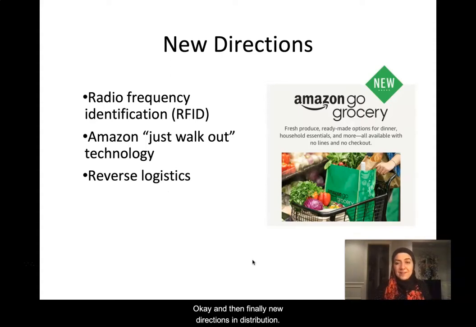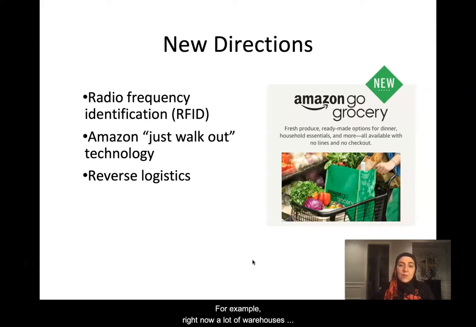Okay, and then finally, new directions in distribution. So exciting. Anyone who thinks that the only exciting areas in marketing are social media or advertising or the very visible things is wrong. In the place P, in distribution, there are so many interesting and new things happening.